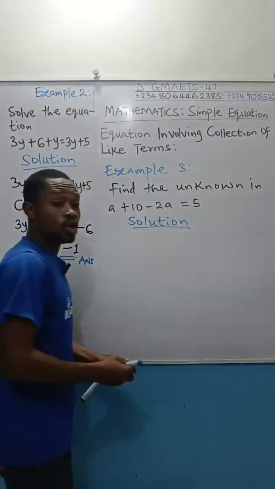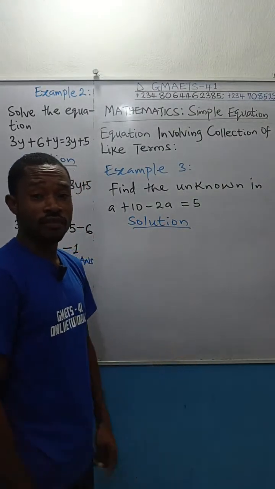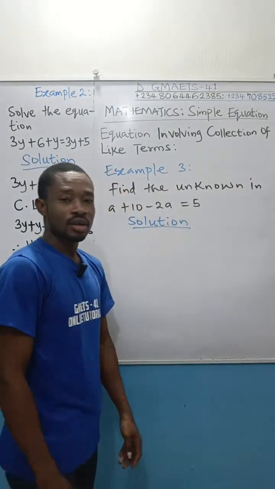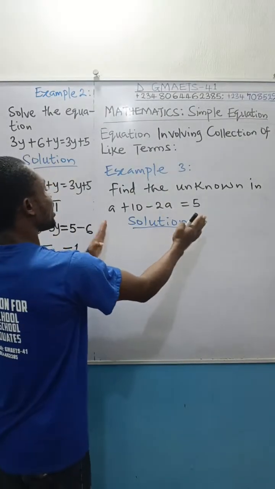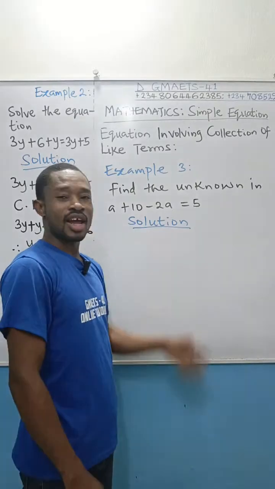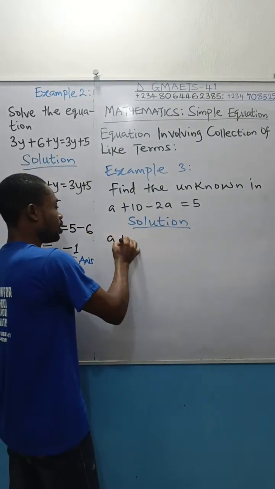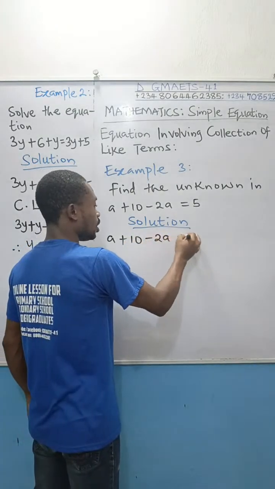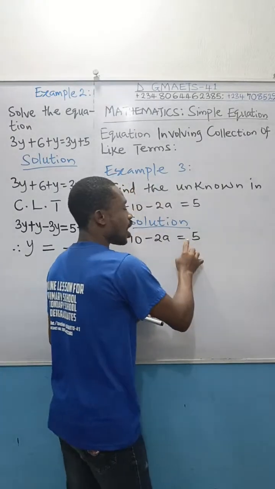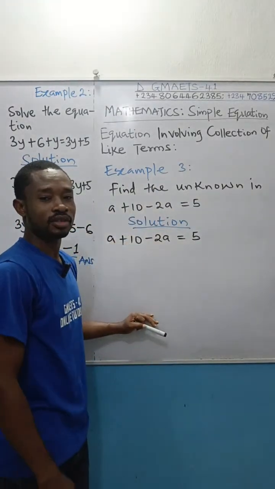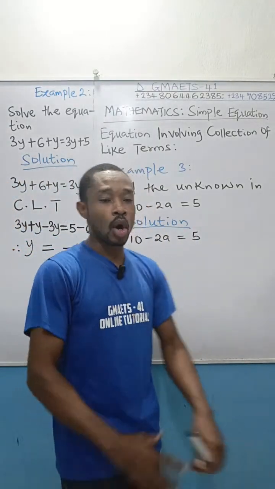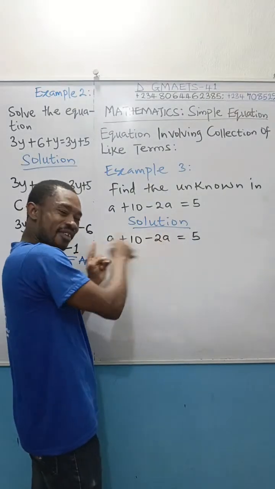I want to believe we know what to do here now, so I'll be fast in solving it. Move all the alphabet to the left. Move all the pure numbers to the right. If all the letters are on the left already, then no problem. You don't need to move anything to the left again. Like in this question, we have a plus 10 minus 2a equal to 5. On the right-hand side, there is no letter, no alphabet to move to the left. And that is good. So I'll be happy. I don't need to move any alphabet anymore. The two alphabets are already on the left-hand side.